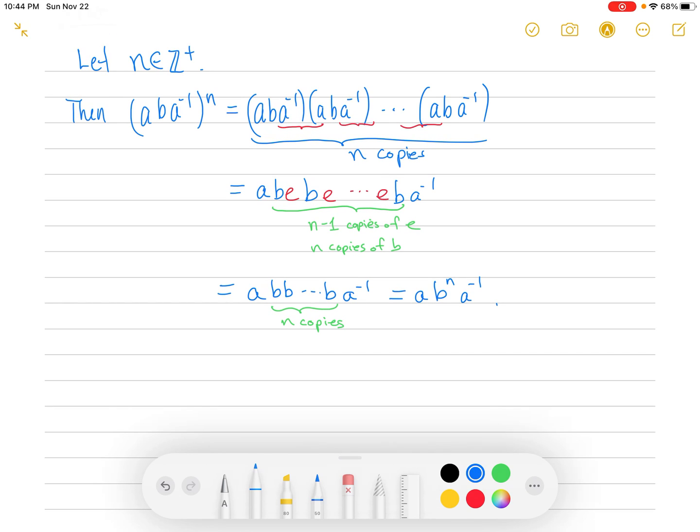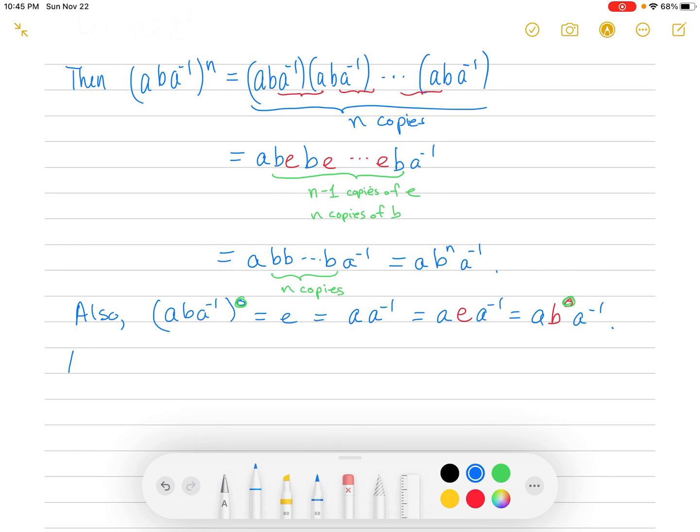Let's take a negative integer case. Well, let's do the 0 case. That's the easy one, right? A B A inverse to the 0 power is understood to be the identity, which is the same as A times the identity times A inverse, right? Which is the same as A B to the 0 times A inverse. And that's it, right? Here you had the 0 power, here you had the 0 power. Okay, that's the case for when you have a 0.